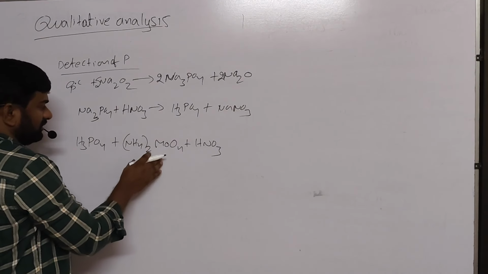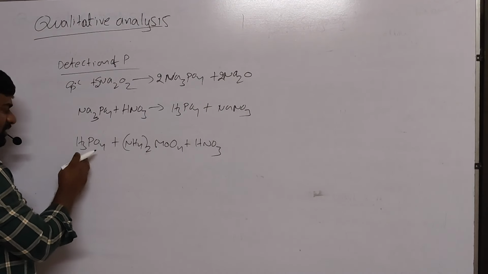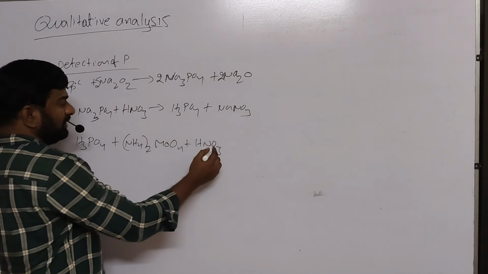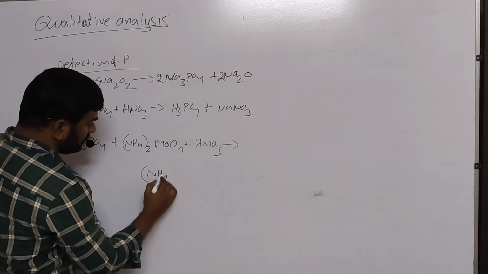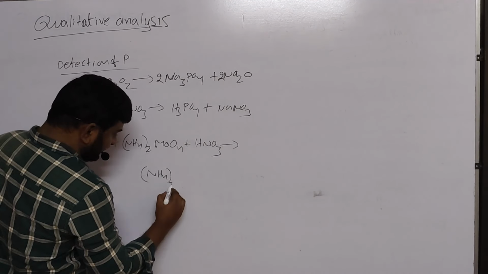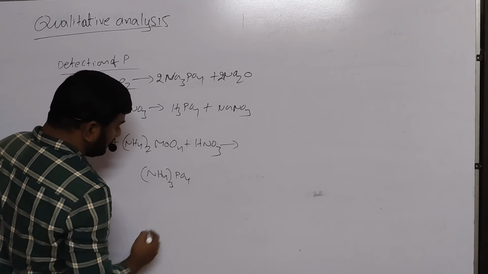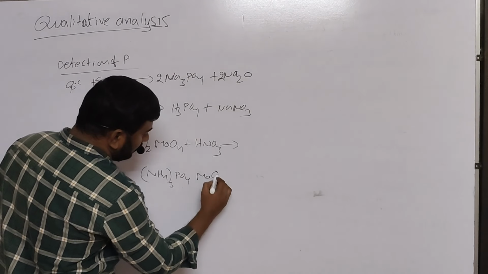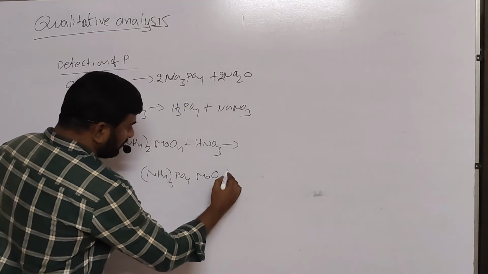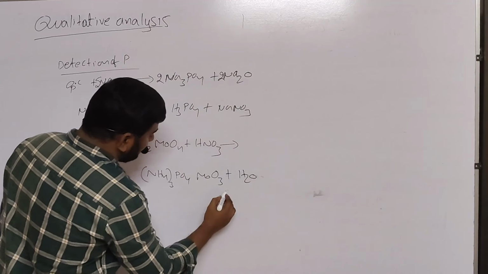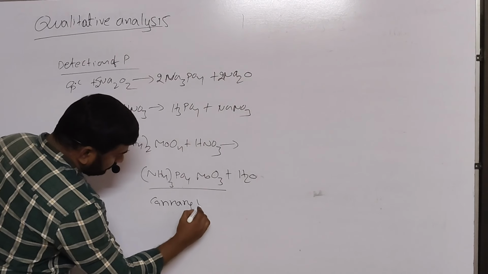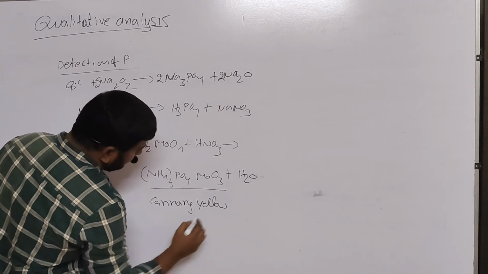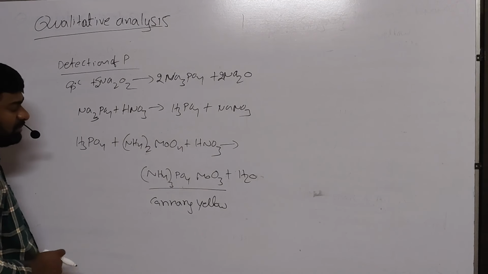This is ammonium molybdate. To the phosphoric acid, ammonium molybdate is added along with HNO3. What will you get? Ammonium phosphomolybdate, (NH4)3PO4·12MoO3, along with H2O. Which color is this? Canary yellow color precipitate. This is the canary yellow color precipitate.